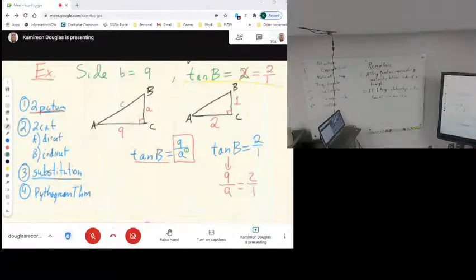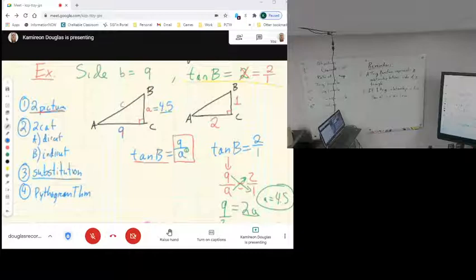From here, I can now use an algebraic property to solve. I take 9 times 1, doing cross multiplication, which is 9. I take a times 2, which is 2a. And now I'm solving. Divide both sides by 2 to get a by itself. I end up with a is equal to 4.5. Which means, according to my picture, this side again is 9. This side is now 4.5.